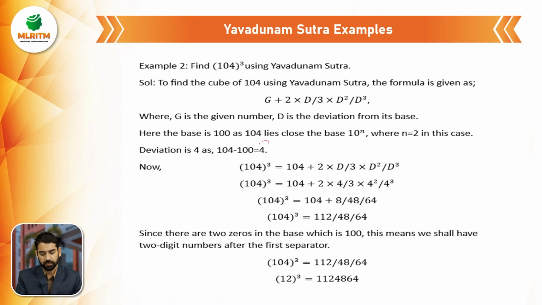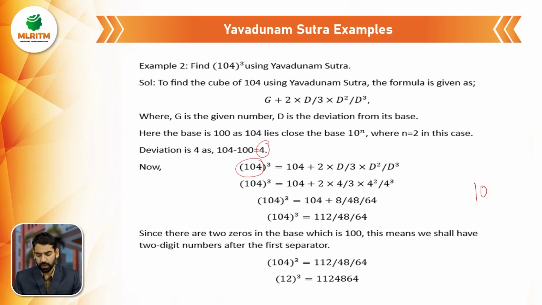The deviation in this case is 4. The given number in this case is 104. So as per the previous example, to find the cube of 104, we go like this: 104, which is the given number, plus 2 into deviation slash 3d square slash d cube. D here is nothing but the deviation of the given number from its base. So here the number is 104.